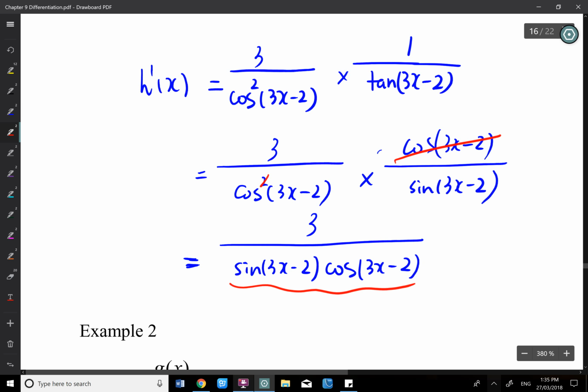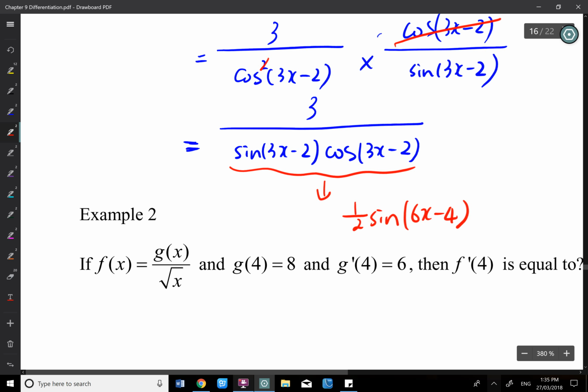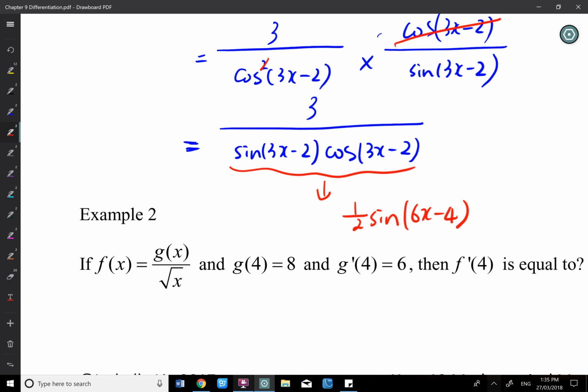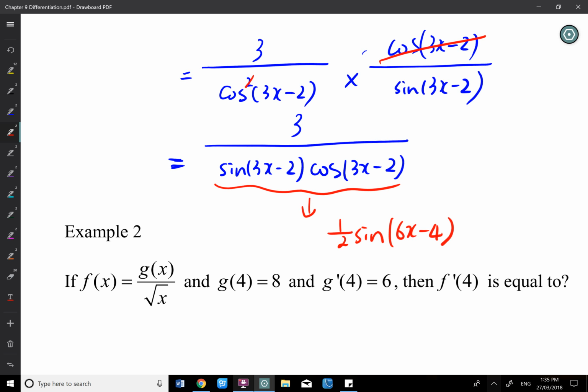And a little bit of extension for special students. That's a half sine 6x minus 4. You don't need to know that, but that's for special students, who should know that. So that's half sine 6x minus 4. You don't need to write this down. I can leave my answer just like 3 over sine 3x minus 2 and cos 3x minus 2.